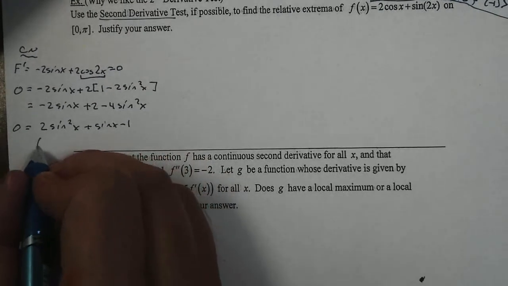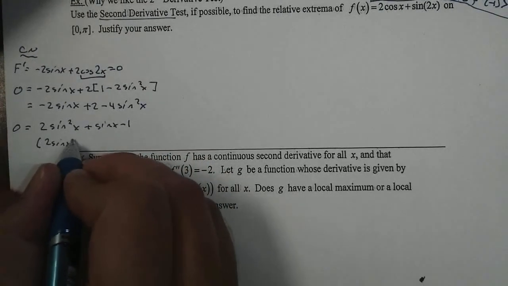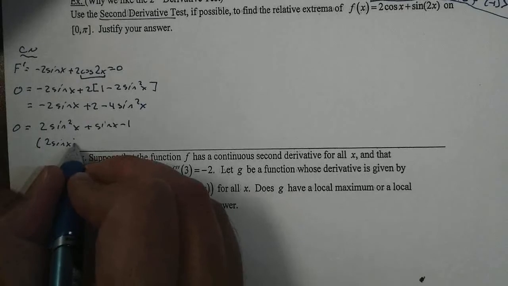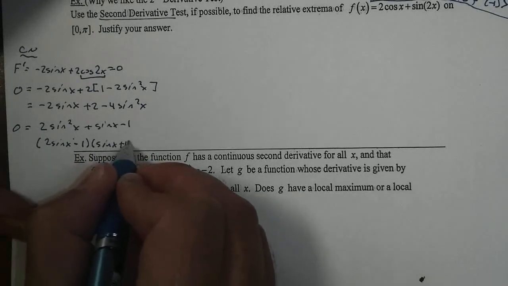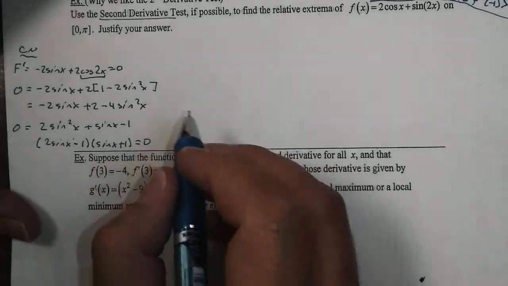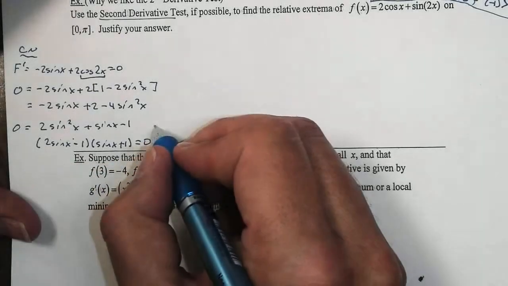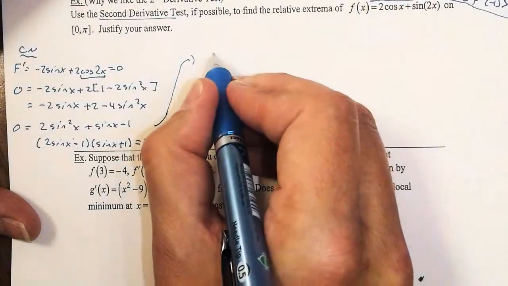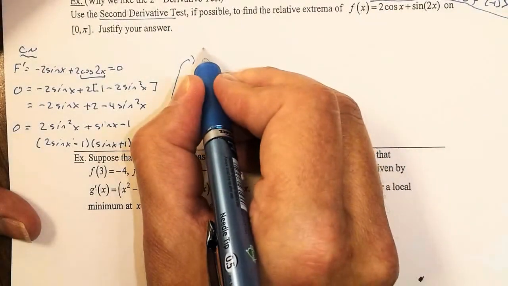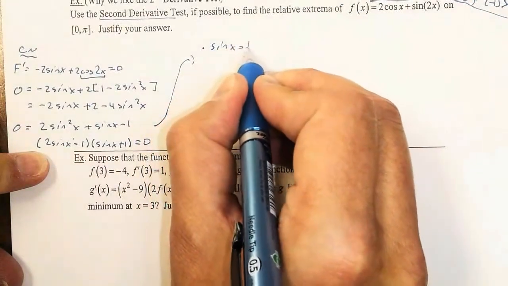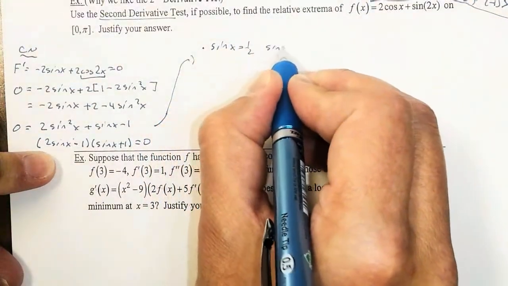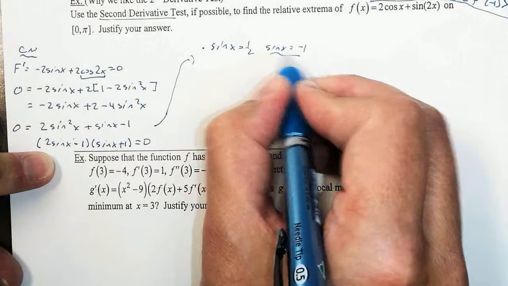And this I can factor: 2 sine of x minus 1, and I think this is going to be sine of x plus 1 equal to 0. So that's going to give me my critical numbers. If I solve each one of these to 0, we would get sine of x equals a half, and sine of x equals negative 1.